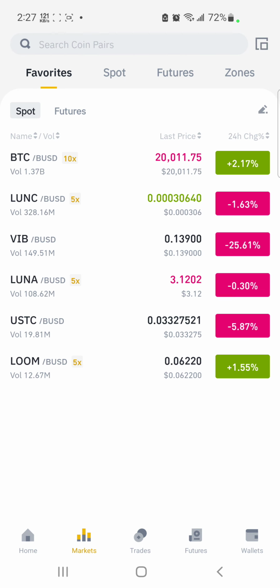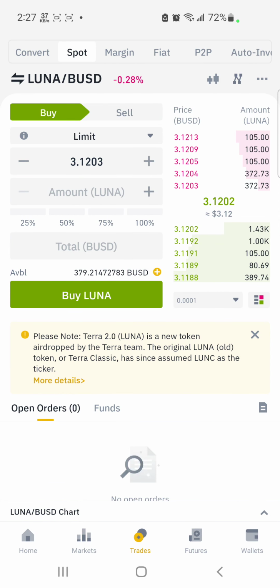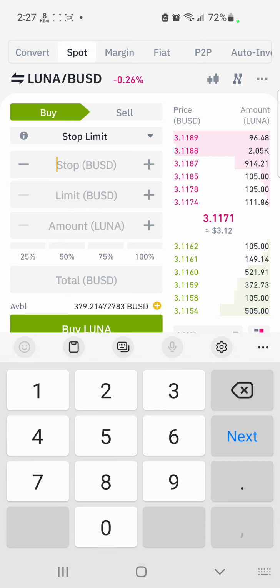So let us go to Luna there. Okay, so if I wanted to buy, right, I could go to stop limit there. Now that first stop there is actually the price that will get triggered. So what if I say, okay, tell you what, whenever Luna reaches $3.02, I want to buy 50%.